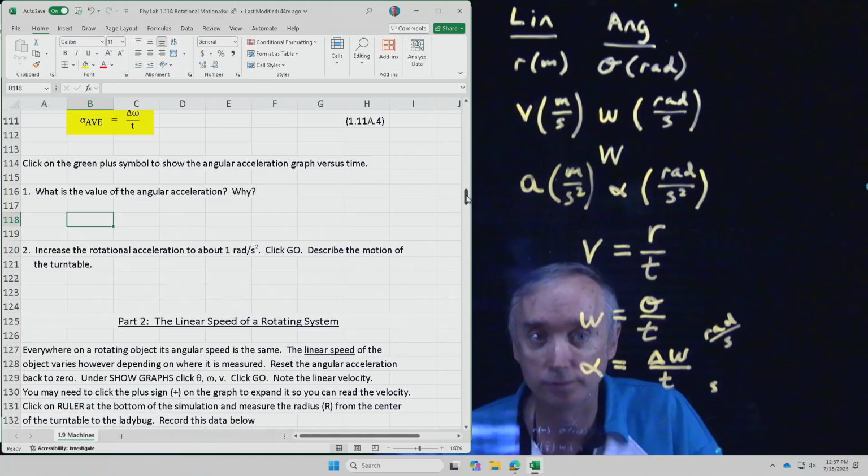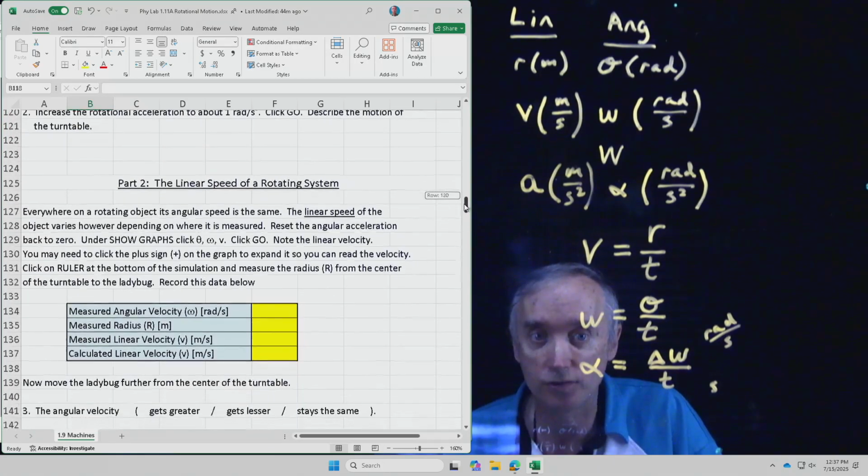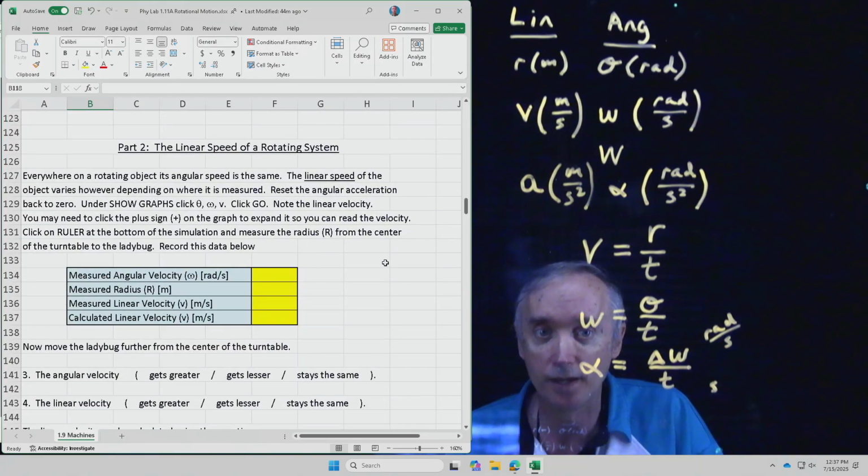All right, let's take a break. And when we come back, we are going to talk about what's the connection between angular velocity and linear velocity.